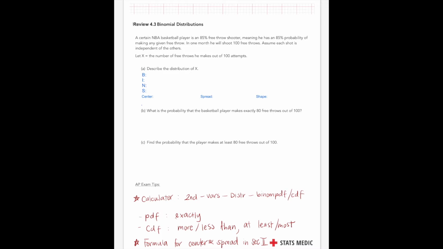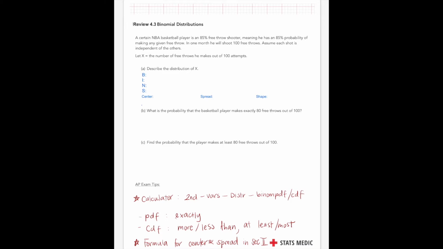So in this scenario, it says a certain NBA basketball player is an 85% free throw shooter, meaning he has an 85% probability of making any given free throw. In 1 month, he will shoot 100 free throws. Assume each shot is independent of the other, and we're going to let the variable x equal the number of free throws he makes out of 100 attempts.